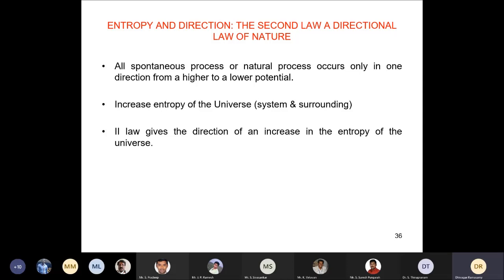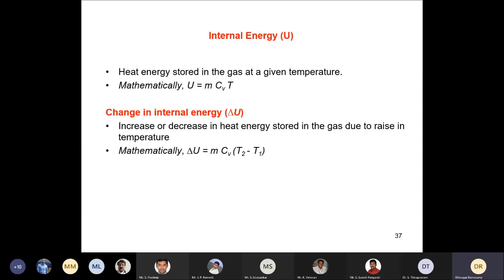So we all know that the entropy of the universe will be increased. The second law of thermodynamics gives the direction of heat flow: how heat is transferred from one region to another region, and in what direction it takes place. The second law of thermodynamics states this.